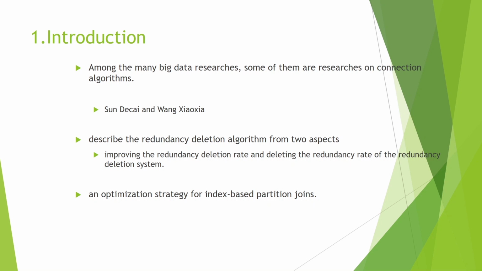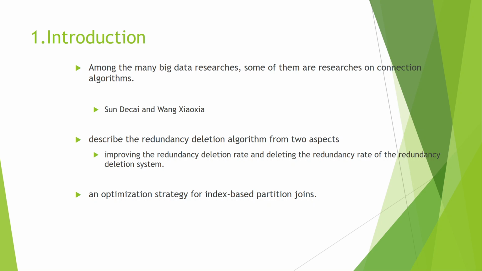In relational databases, connection operations are the most common and the most difficult to implement. The join operation is a very important operation because it can merge two data tables with the same attribute value. Therefore, it is worth studying to effectively optimize the redundancy and connection of multiple data sets, and it is a very meaningful research direction.